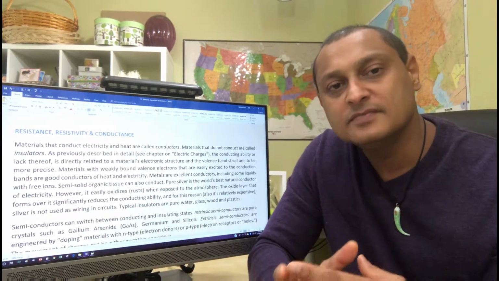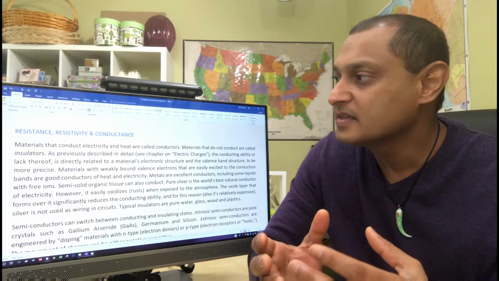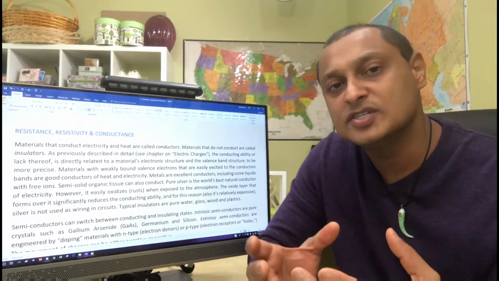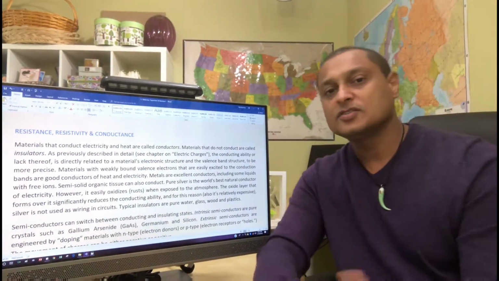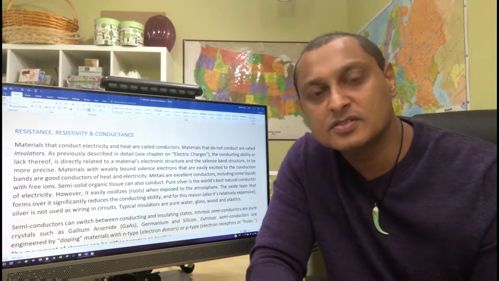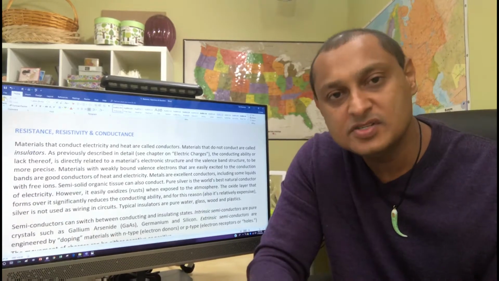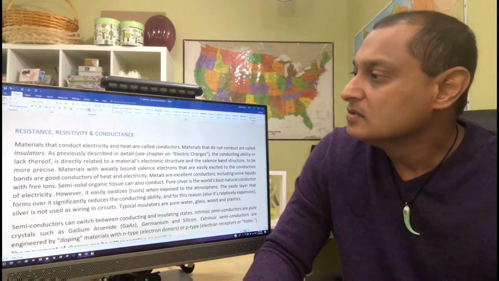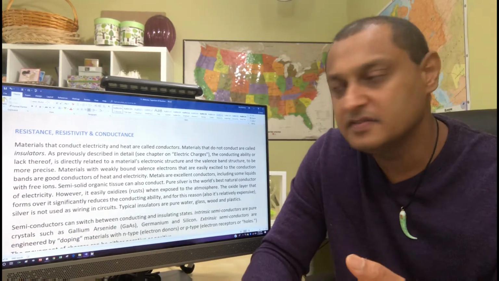In a nutshell, resistivity is a property of the chemical composition of a material. It depends on such things as the imperfections in the material, the crystalline structure, and any kind of contaminants in the material. So resistivity depends more on the chemical nature.